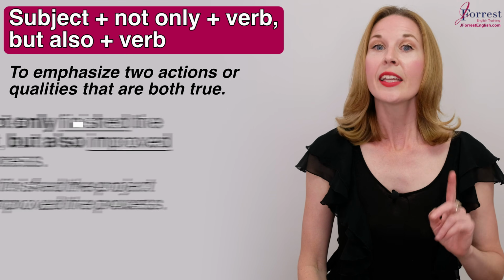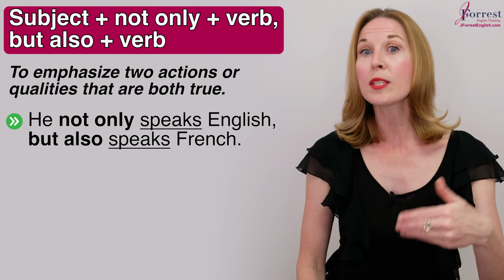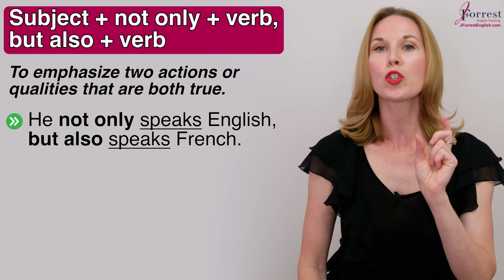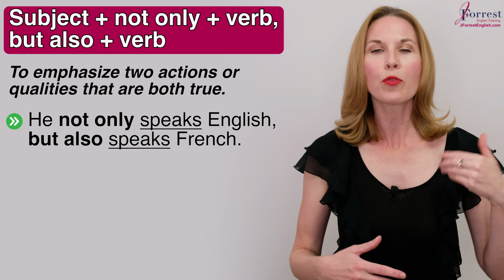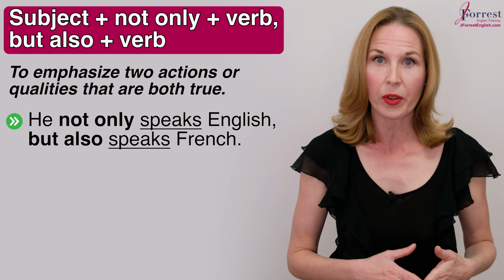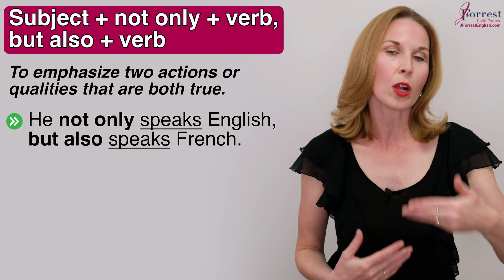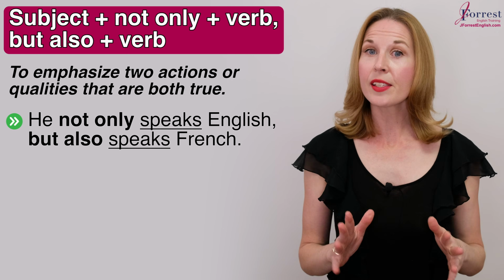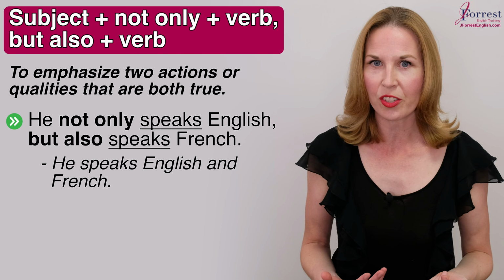So you could say, he not only speaks English, but also speaks French. So notice your verb has to be conjugated with the subject, and the verb tense is flexible depending on what you want to communicate. So in this case, we use the present simple to talk about our language. And this is a more advanced way of saying he speaks English and French.